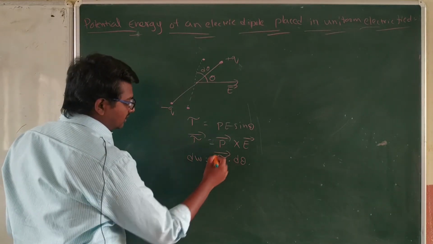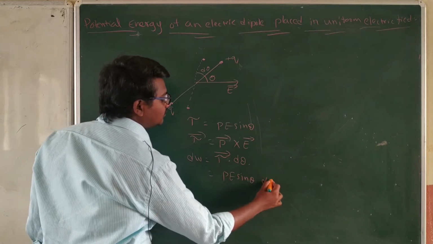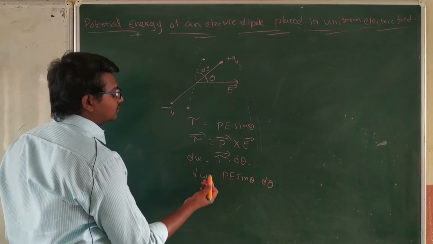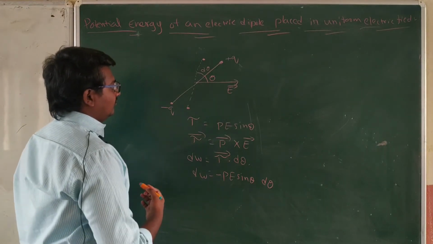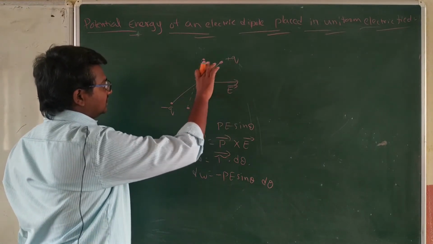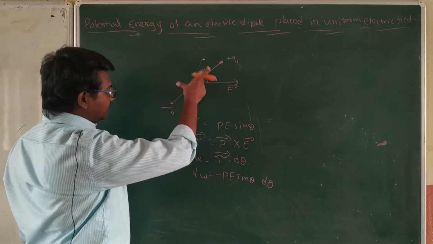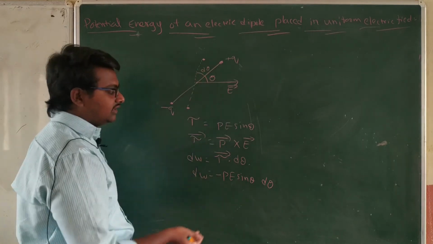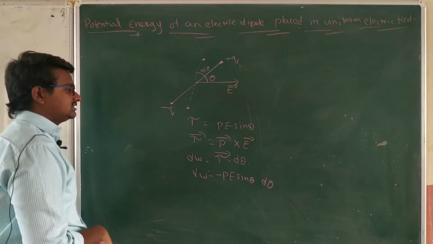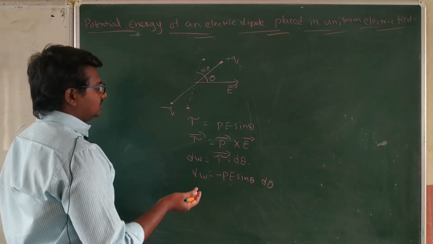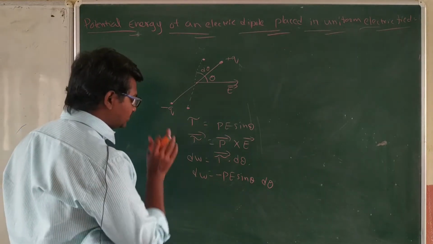Now tau is equal to PE sin theta, which we know already, so dW is equal to PE sin theta d theta, but we have to keep a minus sign here. The torque is in the clockwise direction, but the work done happened in the anti-clockwise direction, so it is negative. The torque acts opposite to the direction of work done, and that is the reason we mention the minus sign.